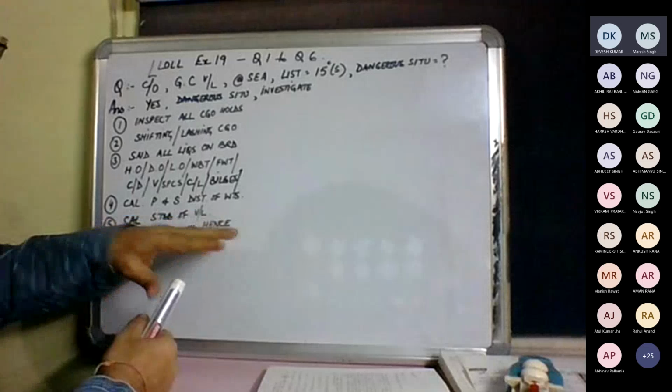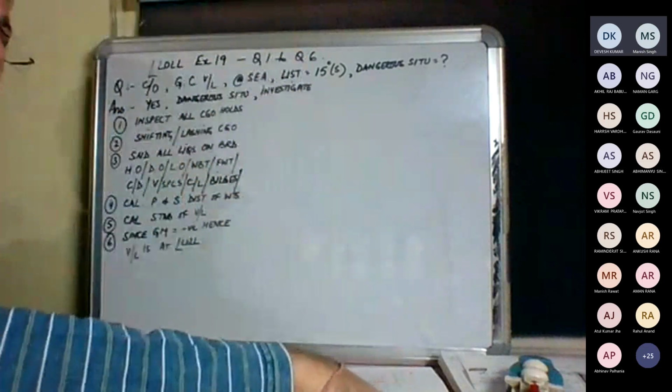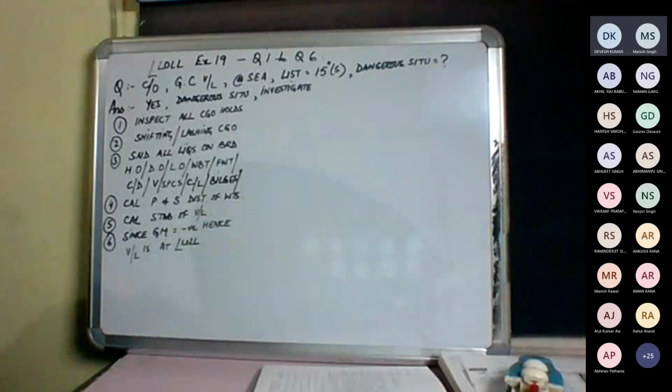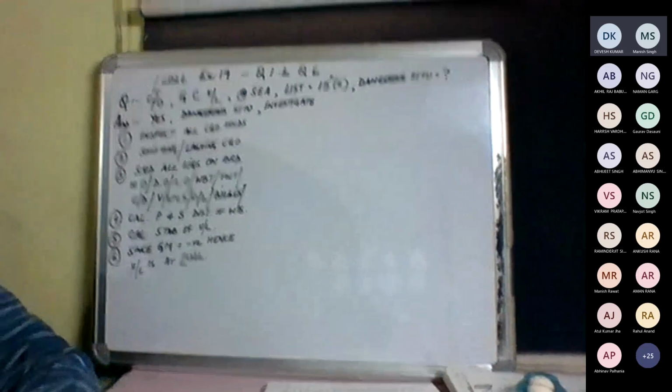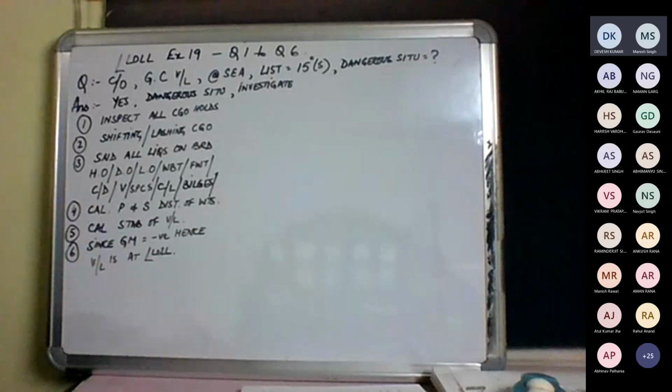Since GM is negative, hence vessel is at angle of Loll. ठीक है, यहां तक ओके है? किसी को कोई डाउट यहां तक? सर, पॉइंट नंबर 5 क्या है? पॉइंट नंबर 5 है कैलकुलेट द स्टेबिलिटी ऑफ द वेसल.